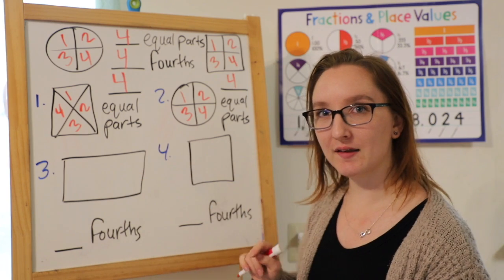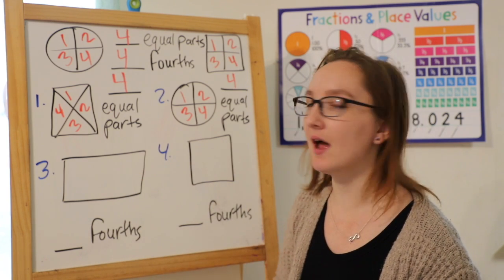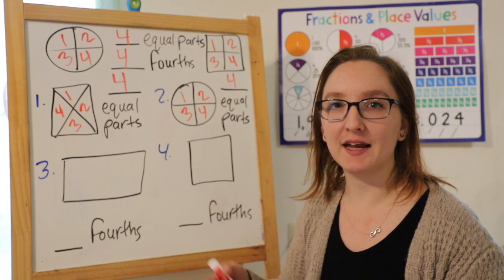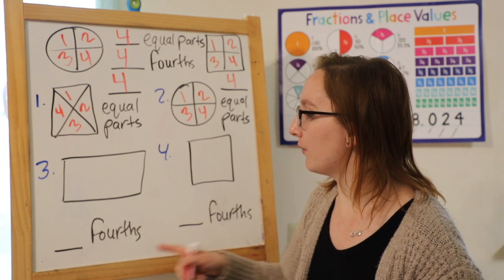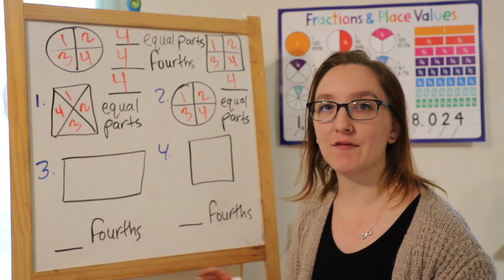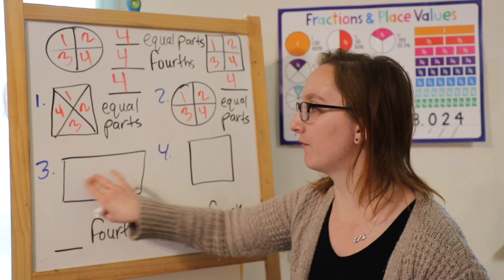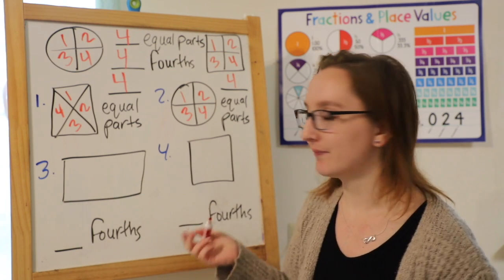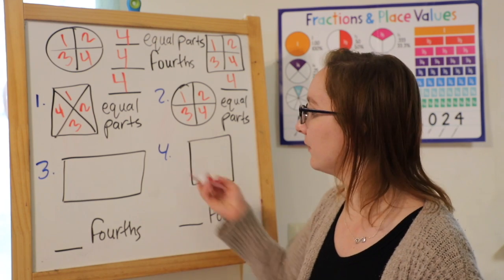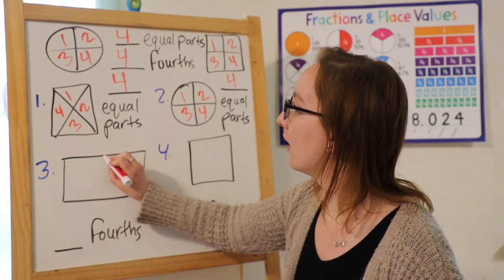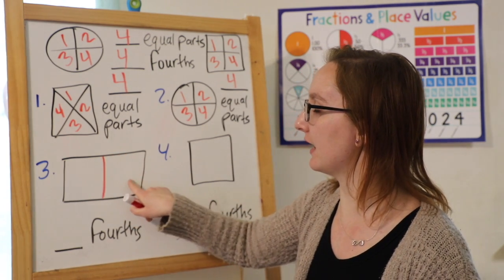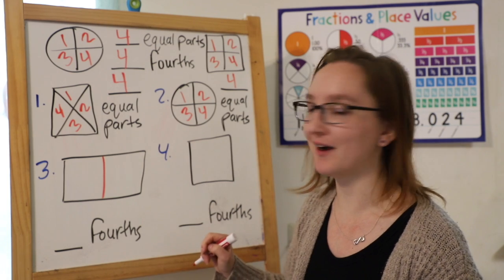Number 3 and 4 is a little bit more challenging. They want us to draw our lines to show the equal parts. So we want to have fourths, and that means I'm going to have to draw a few lines so that I end up with 4 equal parts again, right? So my rectangle here, I am going to change it up a little bit. I am going to draw a straight line right down the middle. That'll separate it into 2 equal parts.